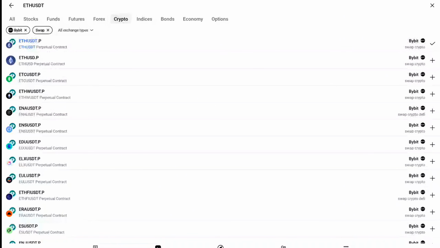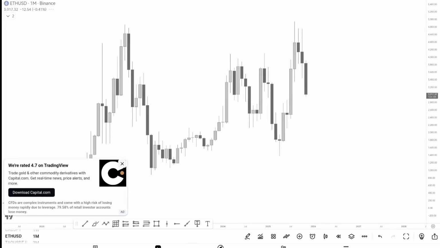So just click on Ethereum USDT, and mind you, there is a difference between Ethereum USDT and Ethereum USD. There is a little difference in the price action. So you don't trade Ethereum USDT and analyze on Ethereum USD. Just go with Ethereum USDT.